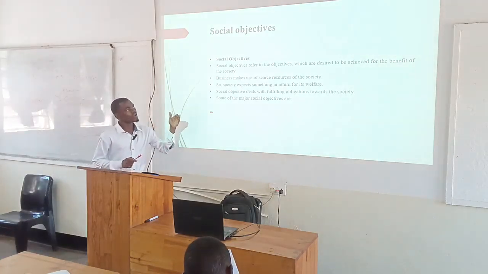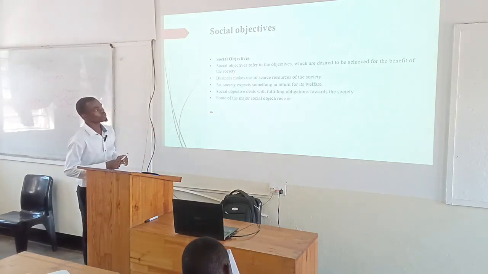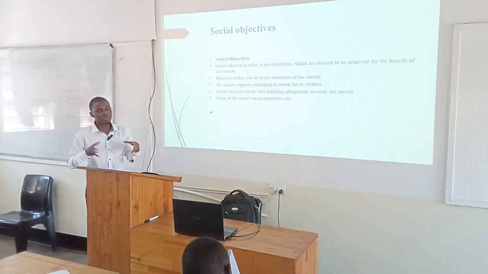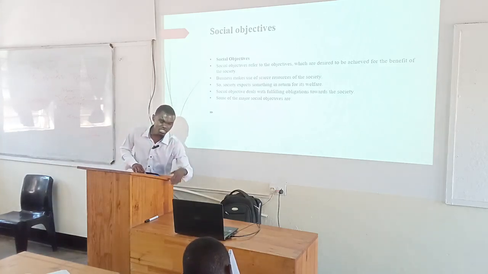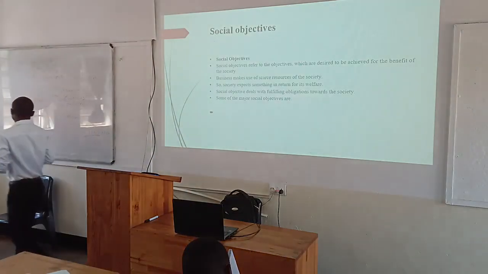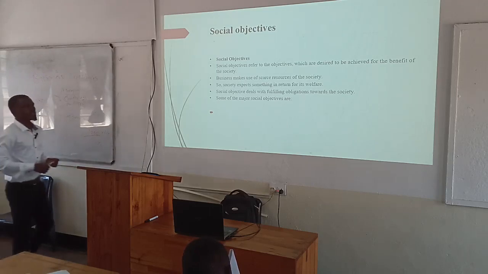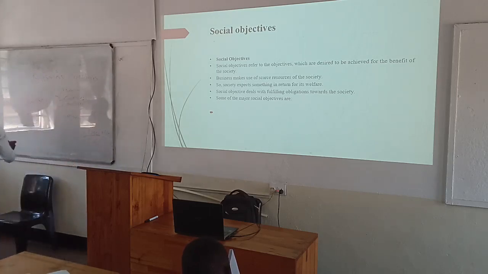So by social objectives, we refer to the objective of an organization in satisfying or meeting the needs of people who are within the society. So each and every business, we say it's surrounded by the local community. So as an organization, we have to meet the needs of these people, the locals. So social objectives are there for an organization to meet the needs of the local community.